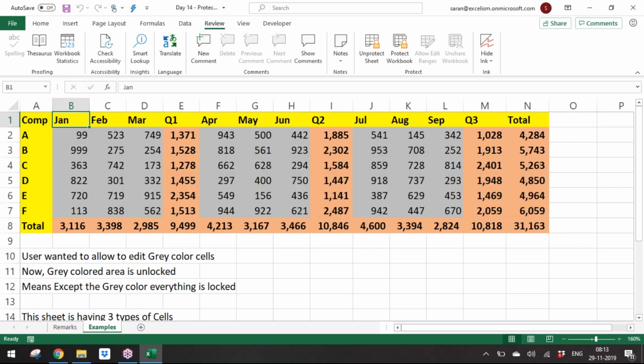Can I edit this cell? No, this is also protected. This is also protected. Can I edit this cell? Yes, this is not protected because it's unlocked. But can I see the formula bar content? Yes, because formulas are not there. I have not given hidden for these things.